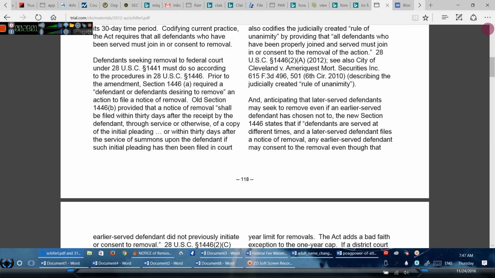The defendant seeking removal to federal court. Right here. Let's use the mouse so that y'all can see where I am. Defendant seeking removal to federal court under Title 28, subsection... that's what the 2S is for. Subsection 1441. That's the removal code.